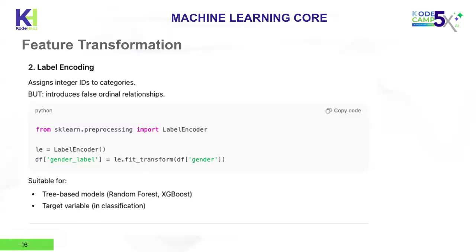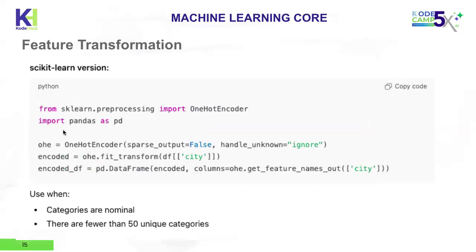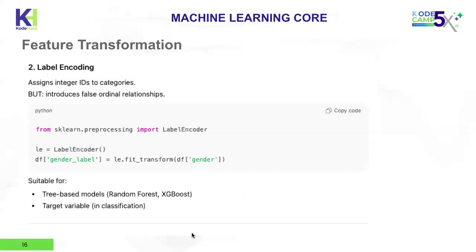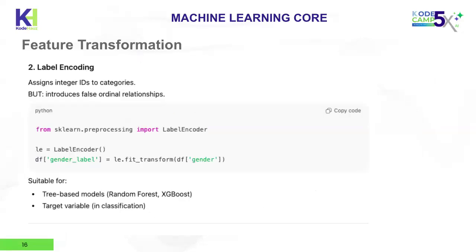But one hot is really good for when categories are nominal, okay? I didn't mention that. So use one hot when the categories are nominal, so there's no relationship between the categories, and there are fewer than 50 unique categories. If it's more than 50, then your vectors become really big and you start having issues, right? But I think there are some discussions around which is which.